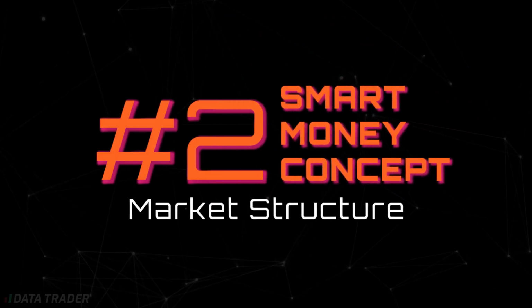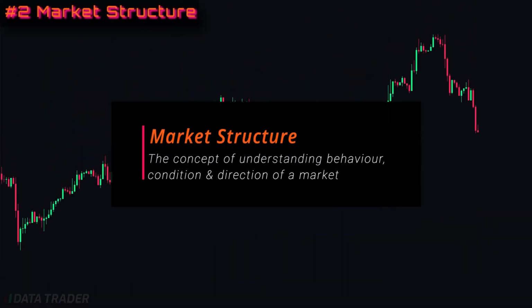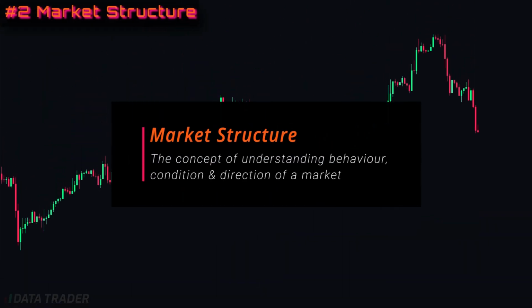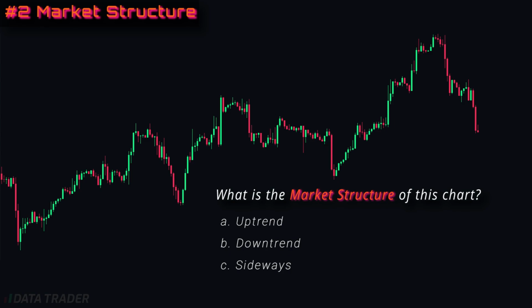Now, let's move on to smart money concept number 2, which is market structure. To put it simply, market structure is the concept of understanding the behavior, condition, and direction of the current market. Let's look at this chart as an example. But first, what do you think is the market structure of this chart? Is it an uptrend, downtrend, or sideways? Now, I'm sure most of you will answer uptrend because the price is going up. And if you did, you're correct. This is in fact an uptrend.